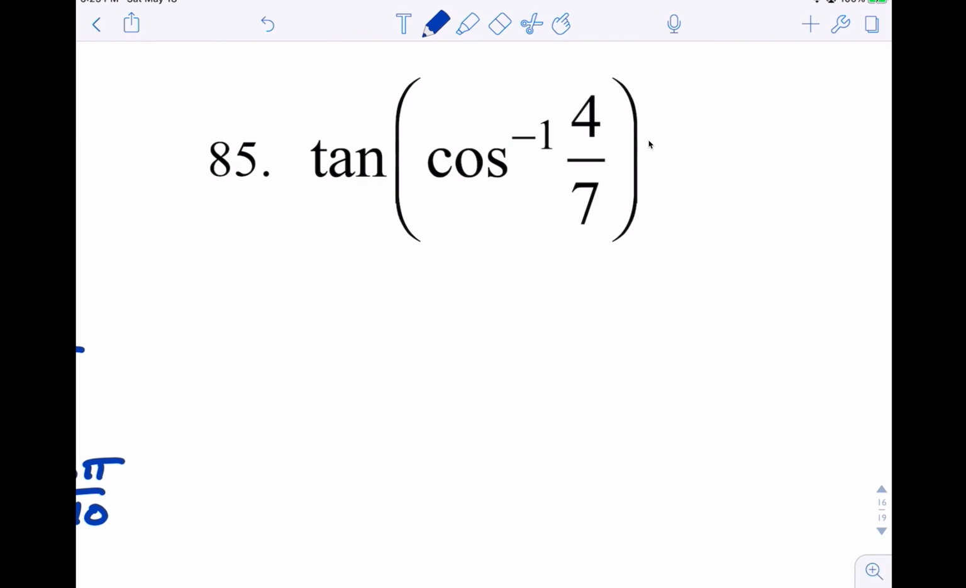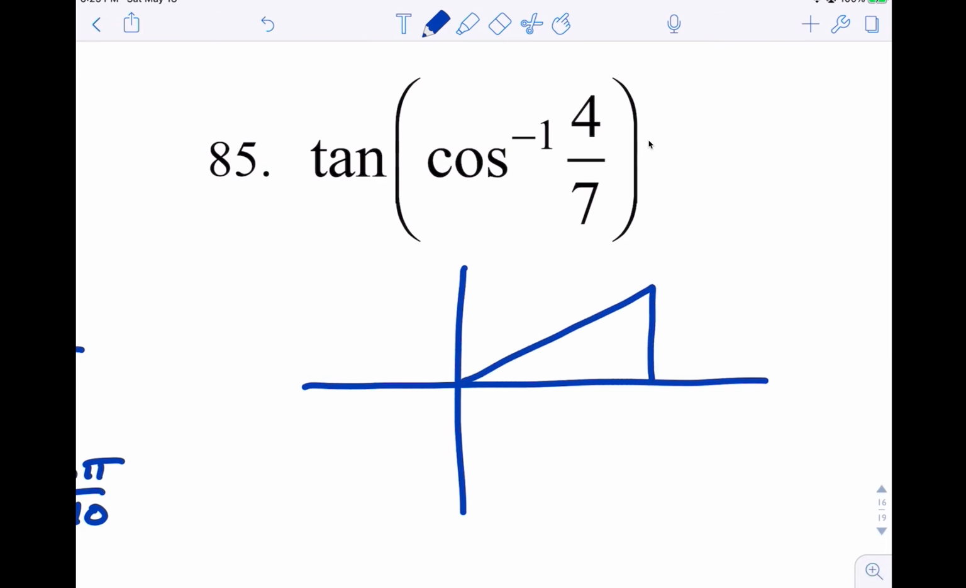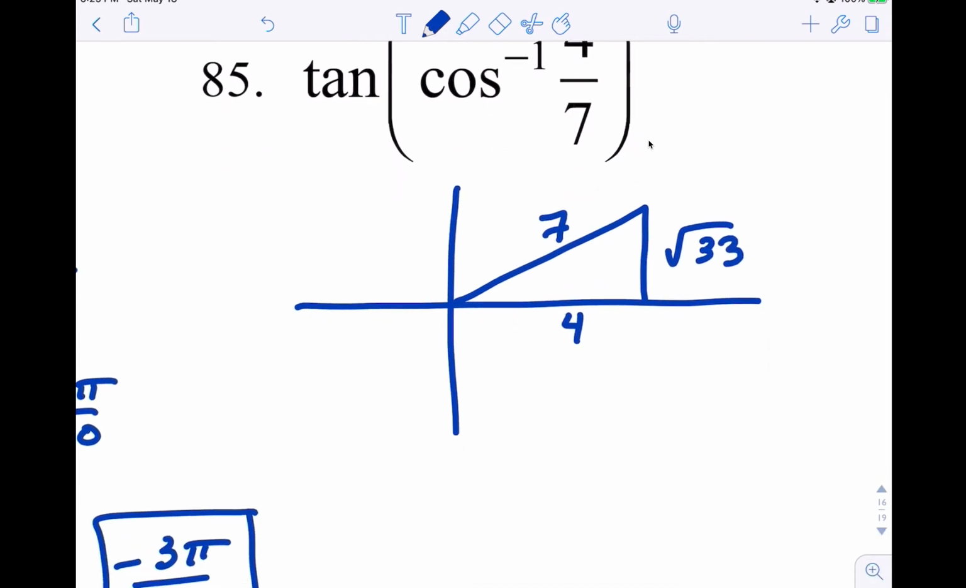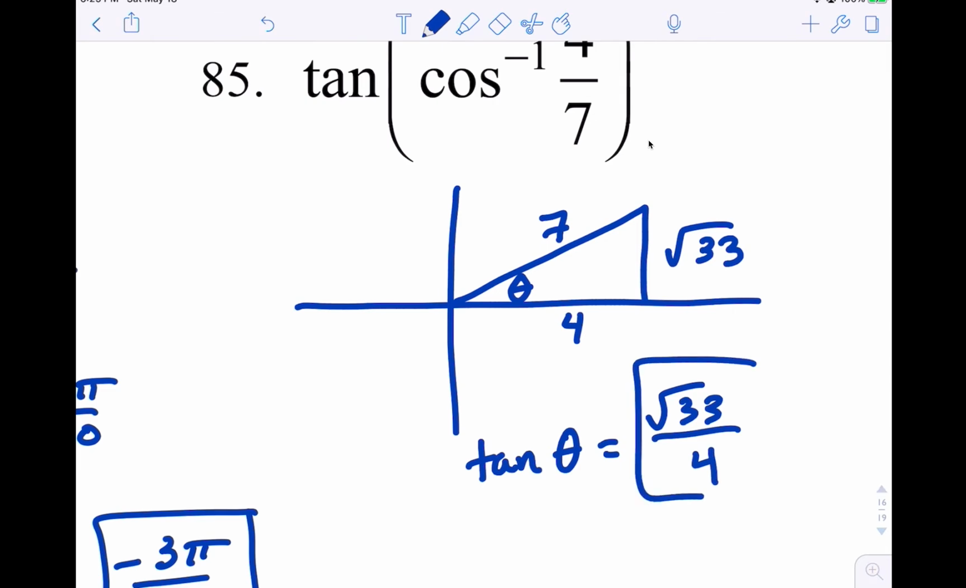The next one, so this one you're going to need to draw out, right? So the ratio is 4 over 7. So 4 over 7, which then is going to make this root 33, okay? So when I take the tangent of this angle here, it's going to be root 33 over 4.